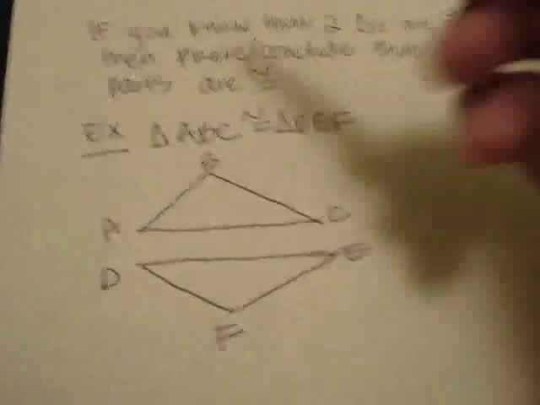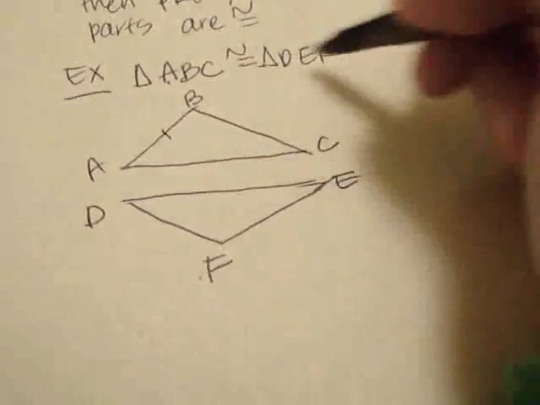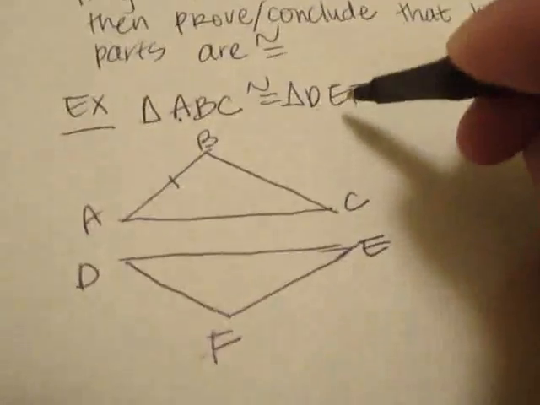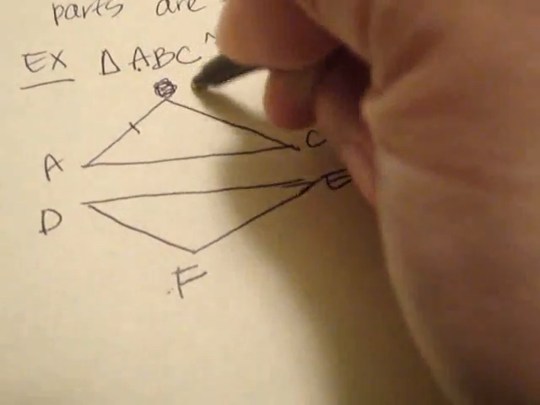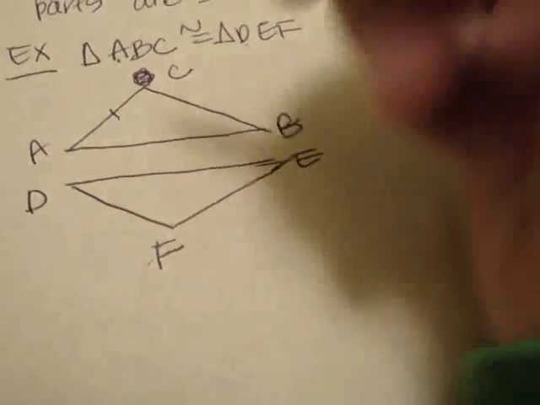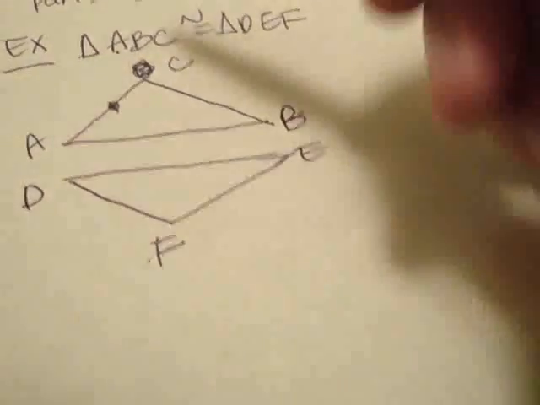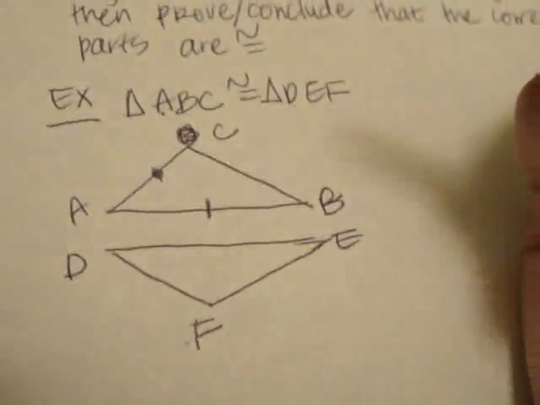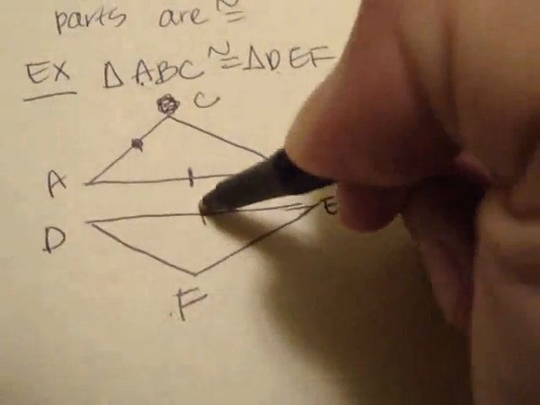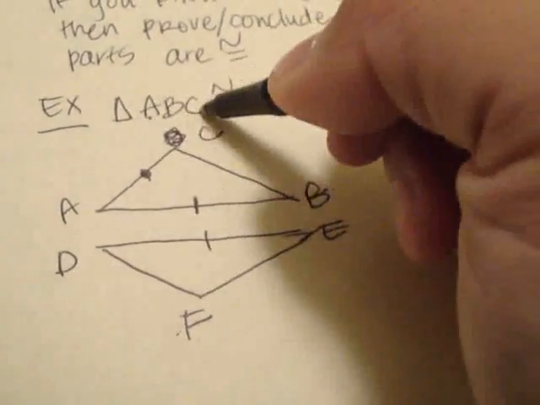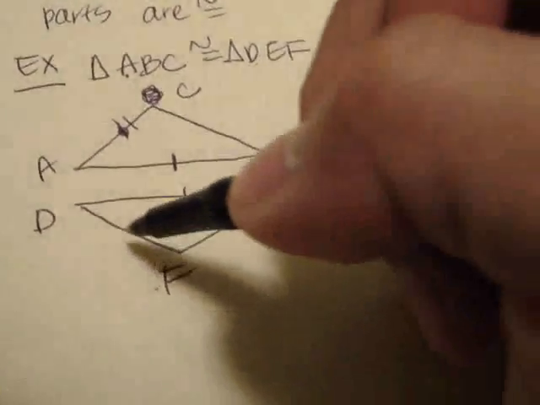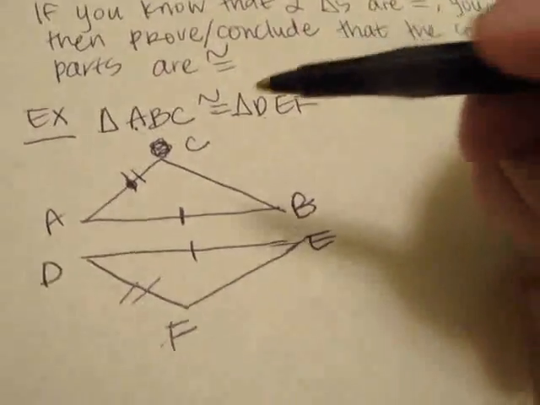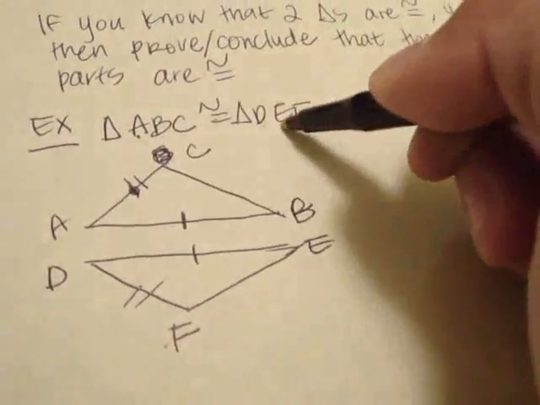We can go ahead and then conclude that AB, right, which matches up with DE. Oh, wait a second. Oops, sorry. This is supposed to be a C. B. So, AB, excuse me, is congruent to DE. AC is congruent to DF. CB or BC is congruent to EF.